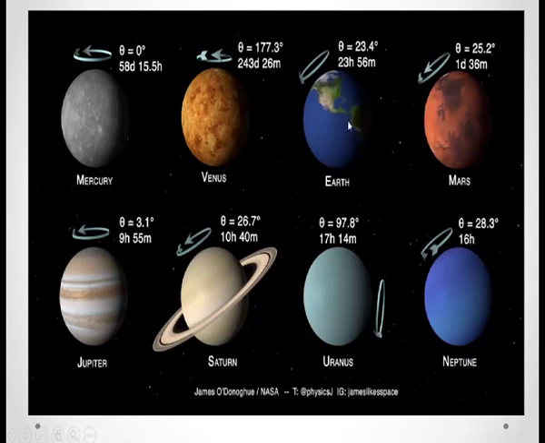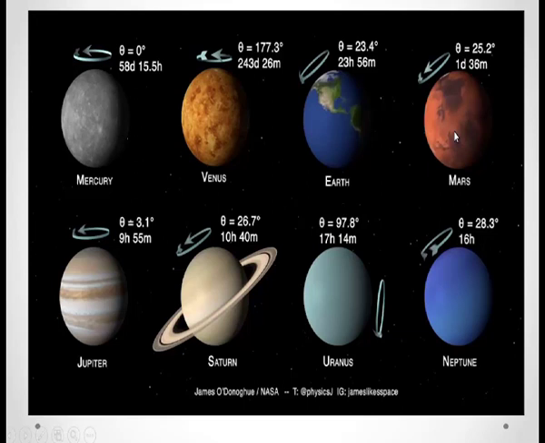Then you can see the angle of tilt of all the planets. As I told earlier, Earth is tilted 23.4 degrees. Like that, Mercury is tilted 0 degrees. That means there is no tilt in the axis of Mercury. Then Venus tilts 177.3 degrees, almost 180 degrees.